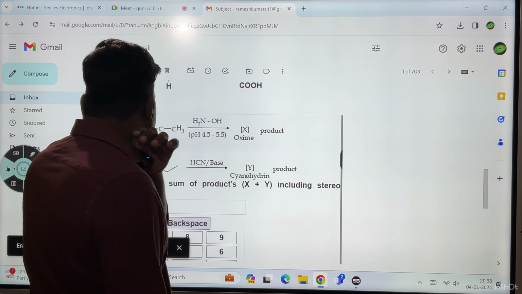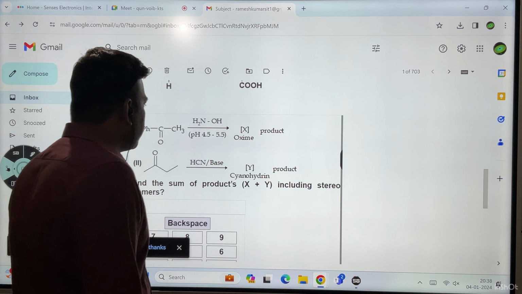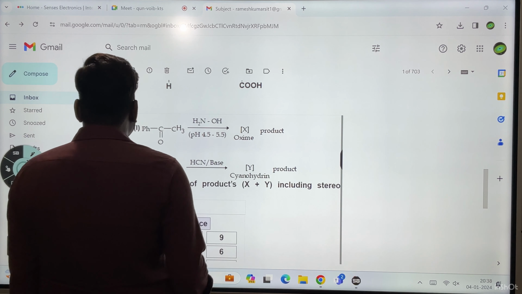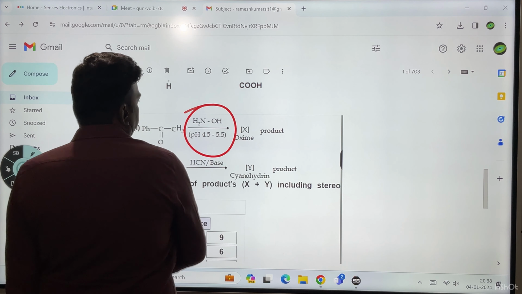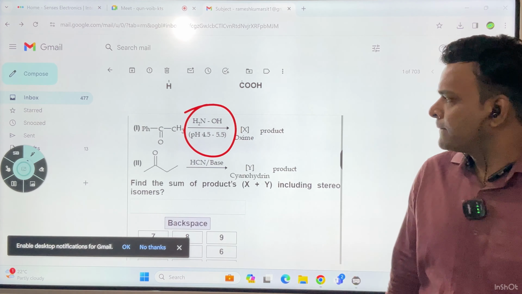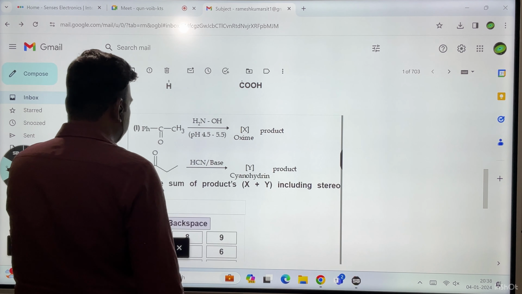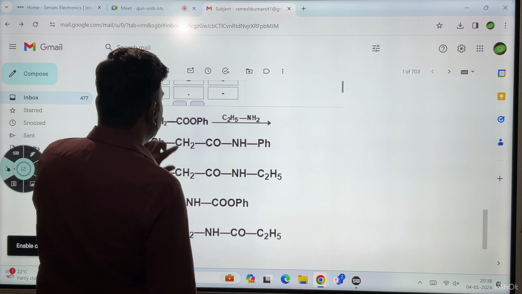In this problem, NH2OH is called hydroxylamine and it will react with ketone to form oxime. So simply under pH value 4.5 to 5.5, that is under slightly acidic medium, hydroxylamine adds to ketone to form an oxime.